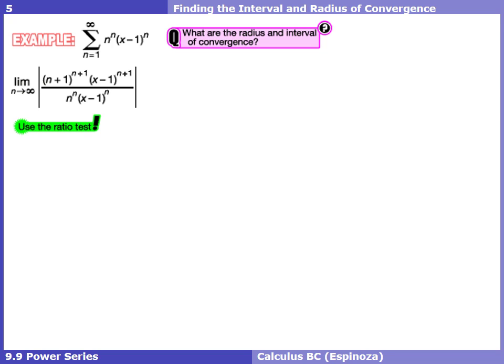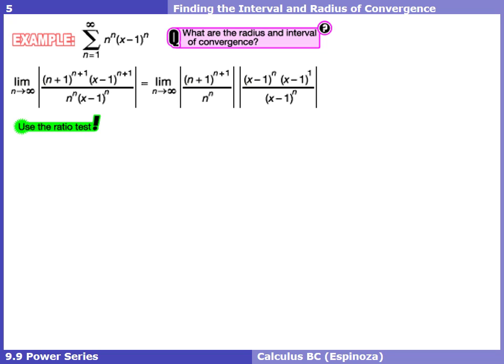Every time you plug in that n plus 1, plug it in parentheses. So we have n plus 1 all to the n plus 1 times x minus 1 all to the n plus 1. And then we divide by our original infinite series, n to the n times x minus 1 to the n. Okay, so like you've kind of gotten accustomed to in a lot of these problems, we're going to take some stuff and split it. But before we do that, because of the kind of mess that's going to be produced, I'm going to go ahead and split off the n's altogether and the x's altogether.